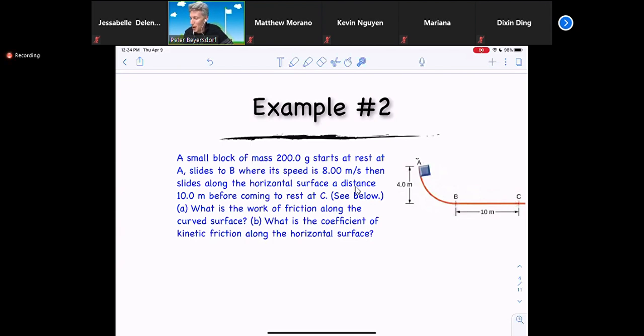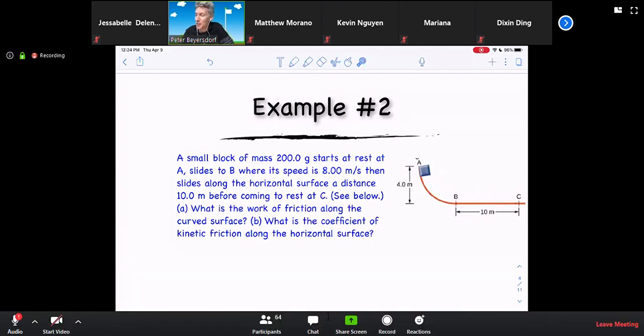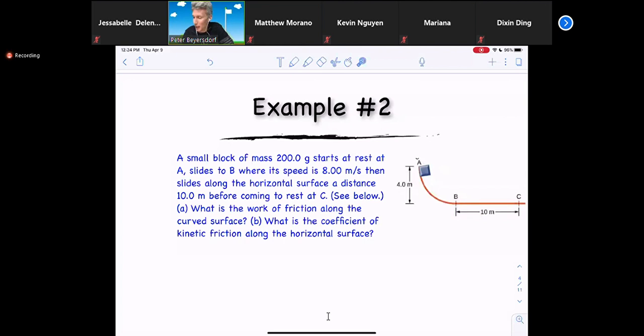Okay, so we're not told how much friction there is on this surface, but there is some friction. And we want to figure out how much work is done by friction between A and B. And then we want to figure out what the coefficient of kinetic friction is that causes it to stop after 10 meters once it reaches the flat part.